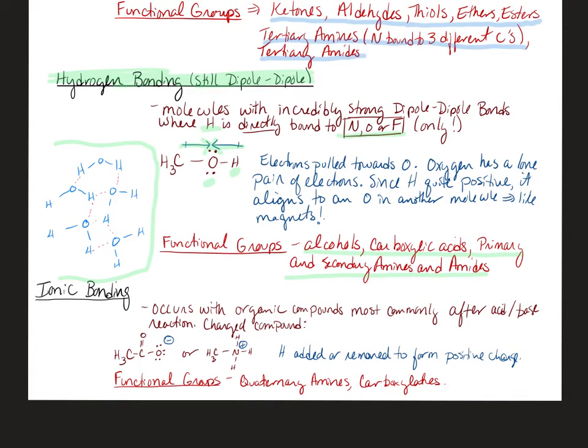Finally, let's talk about what ionic bonding means. Ionic bonding happens most commonly in organic chemistry when an acid-base reaction takes place. We're not going to see that totally until a day or two from now. But something that's an acid, like a carboxylic acid, can end up losing its hydrogen, and when it does that, it gets a negative charge. See that negative charge that I just highlighted? Or you can have an amine or an amide that takes on an extra hydrogen, and that results in a positive charge.